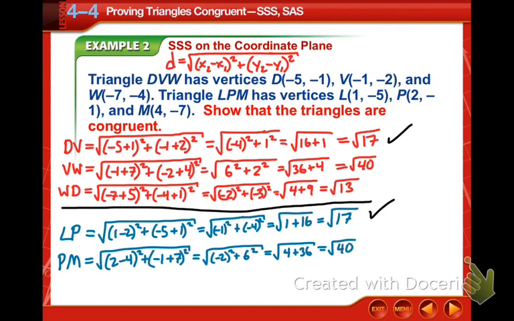Looking like we're going to be congruent here. We are getting the exact same order. So as long as the last side ML does come out to be the square root of 13, then we're going to be good. So we do square root. Our x values 4 and 1. Our y values -7 and -5.